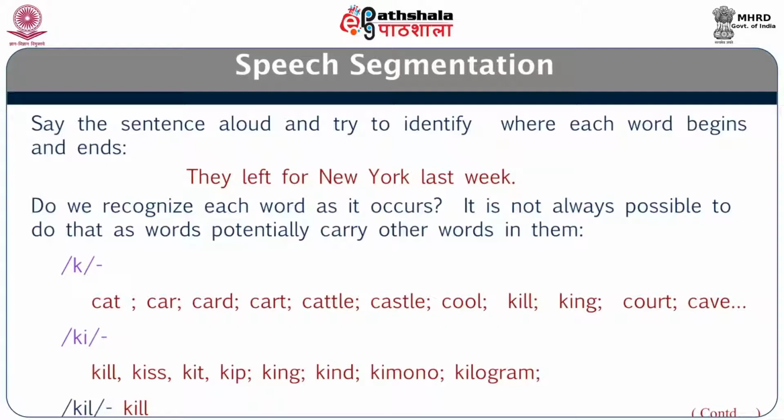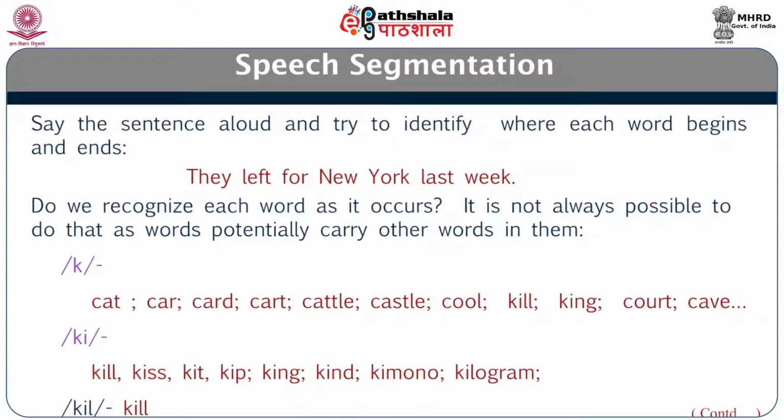And you notice that I do not say it word by word, like "they... left... for... New... York... last... week." We do not speak like that in real life. If we did, nobody would want to talk to us forever. We would never have any friends. We speak fast, and yet our listeners get what we are saying. So we don't recognize each word as it occurs. But then we are able to make out each word as a unit by itself, and that is the segmentation problem. How do we know where to segment the speech input, the speech signal that we hear?